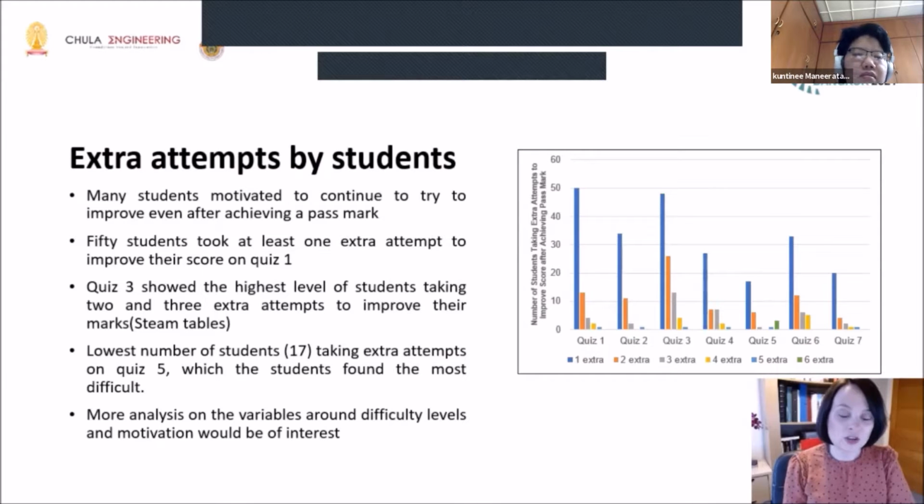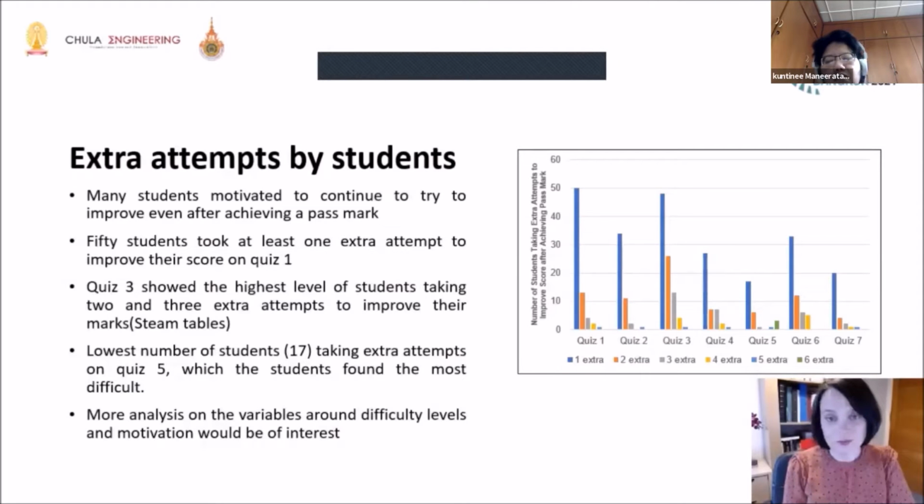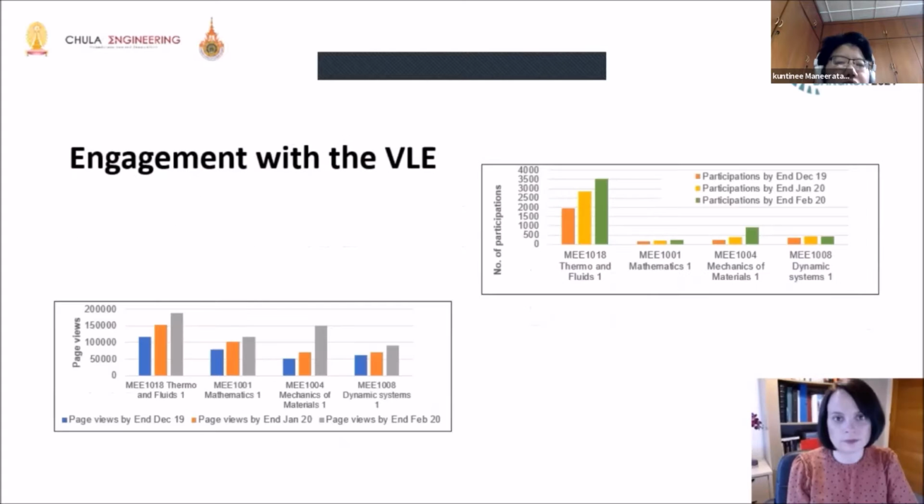We think that there's a lot of useful information in the variables behind this, and we want to do some more work in this area to look at the various factors that are involved in making the quizzes more difficult than each other and in affecting student motivation for each quiz.